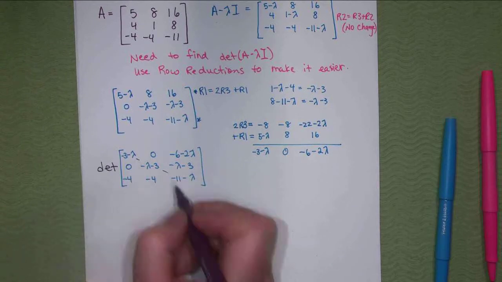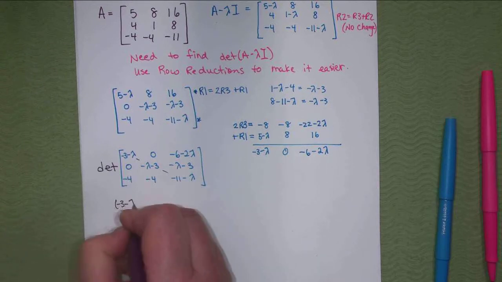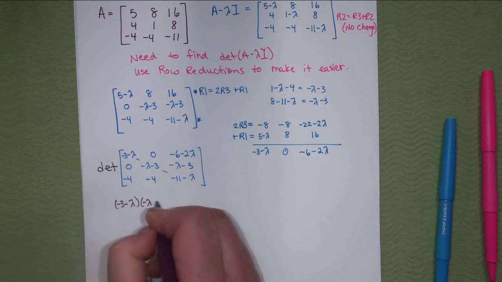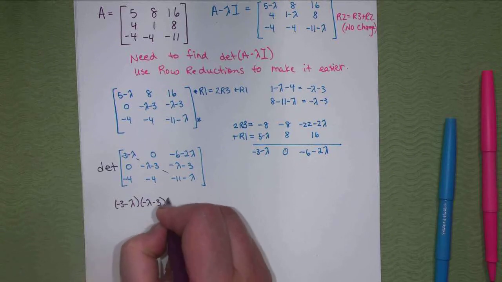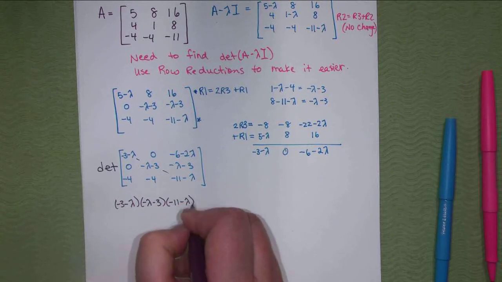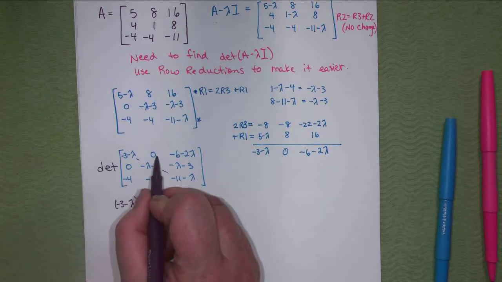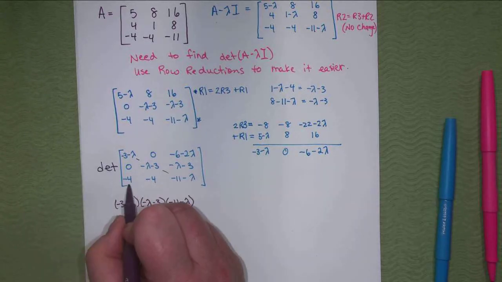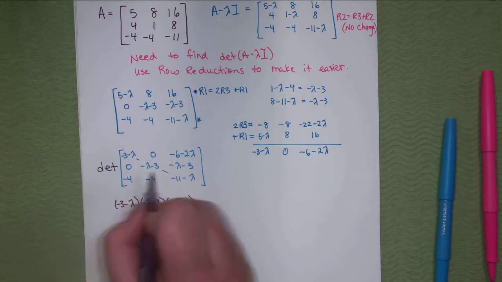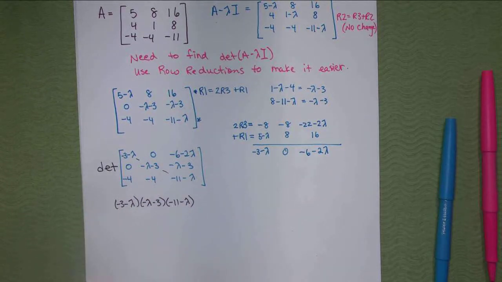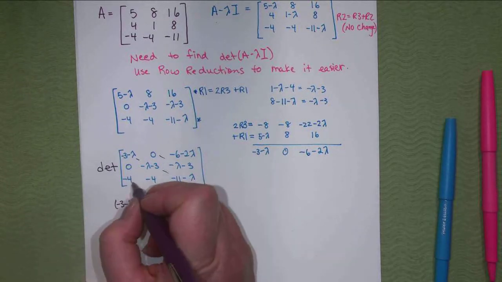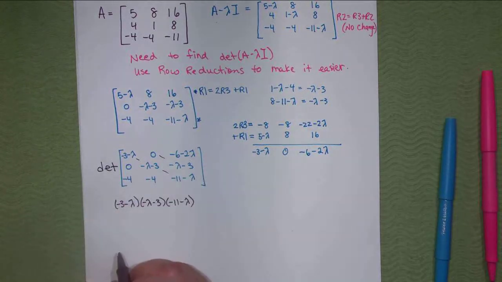So our first main diagonal is minus 3 minus lambda times minus lambda minus 3 times minus 11 minus lambda. So that's our main diagonal. Still going forward, 0 and another 0. So that's good. That's going forward, right? Because we're going to hit the 0 and we're going to hit the 0 on the other one.